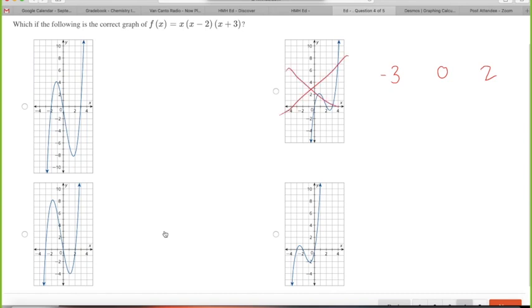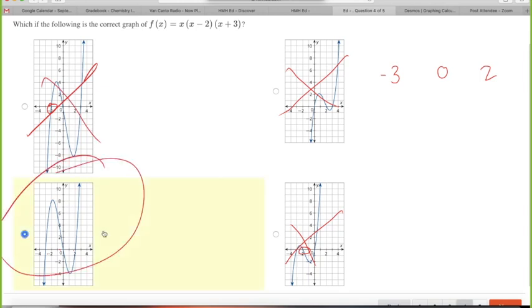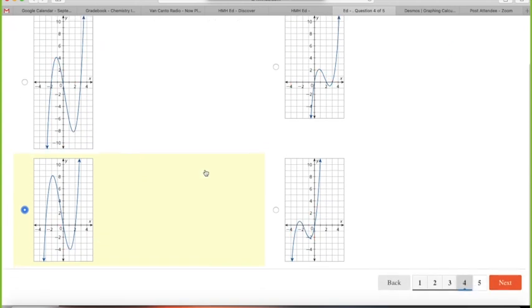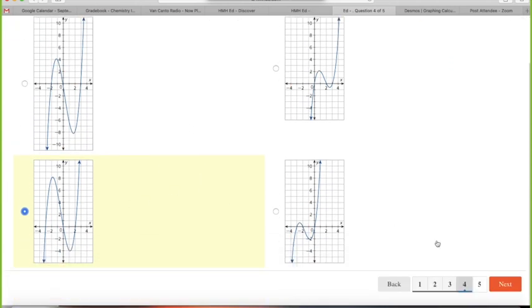We can eliminate this guy. We can eliminate this guy because it's got a -2. We don't have that. So this one has a -3, 0, and 2. This one has a -2, which is not right. So we'll go with this guy. So again, I just found the zeros and matched them up.